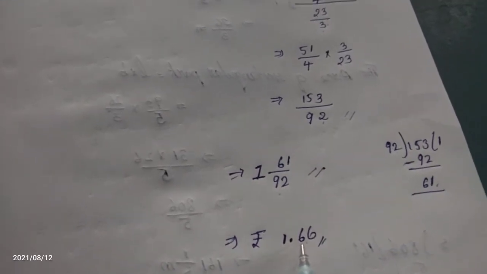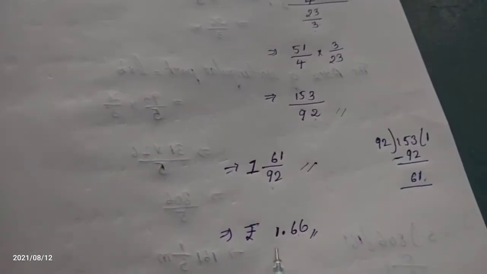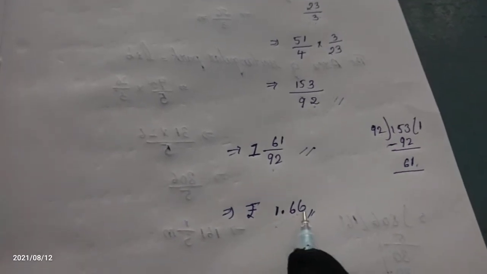This is also right. This one answer is right, ma'am. If you want to write the decimal, the answer will be 1.66. Okay, means 1 rupee 66 paise, approximate 1 rupee.